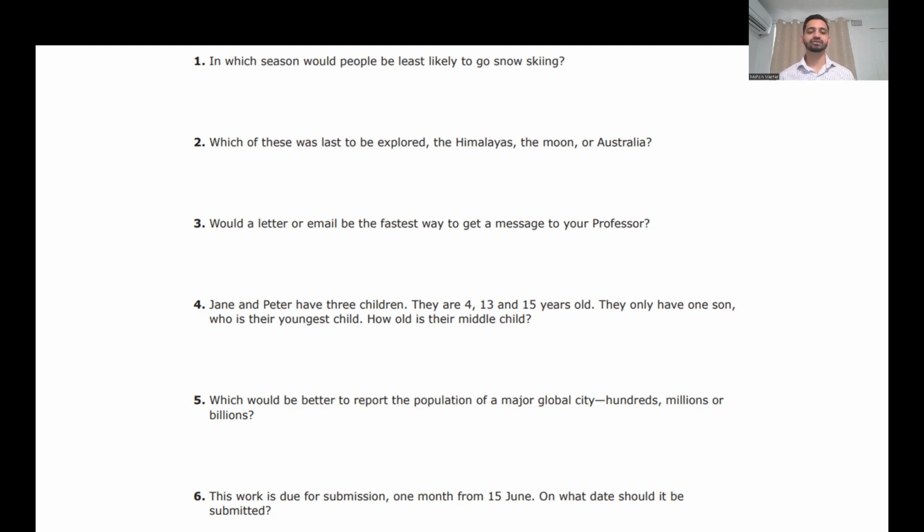Jane and Peter have 3 children. They are 4, 13, and 15 years old. They only have one son, who is their youngest child. How old is their middle child? Which would be better to report the population of a major global city? Hundreds, millions, or billions? This work is due for submission 1 month from 15th June. On what date should it be submitted?